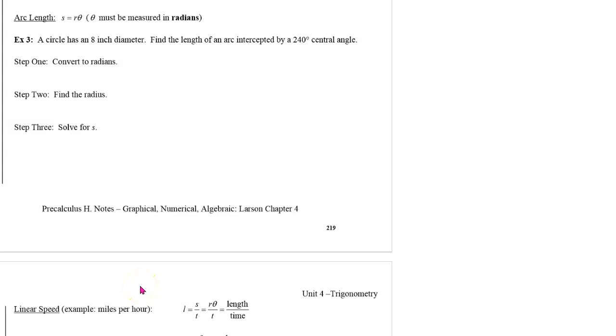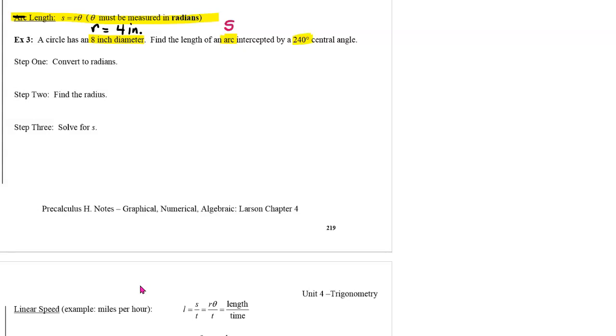Our next example is a continuation from last class's lesson, or the last time you watched a video. The arc length is S equals R theta. So let's do a story problem. A circle has an 8-inch diameter. So if the diameter is 8 inches, then that means that the radius is 4 inches. Find the length of the arc. So when we're looking for arc, we're looking for S. And the arc is intercepted with a central angle of 240 degrees.